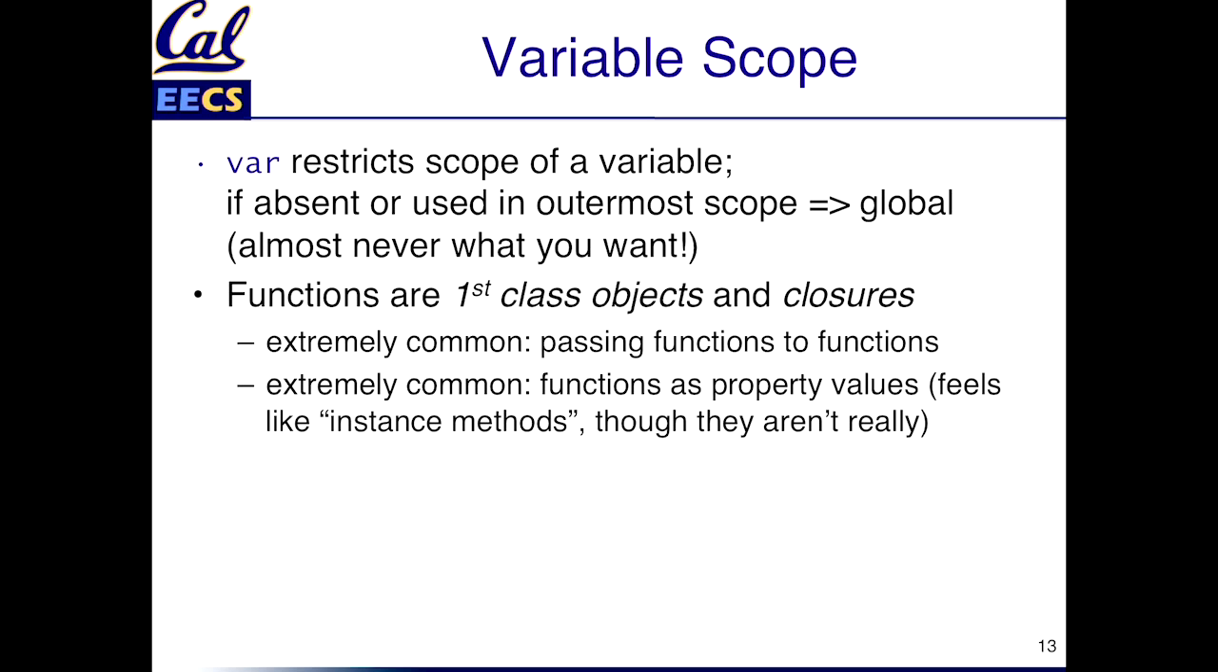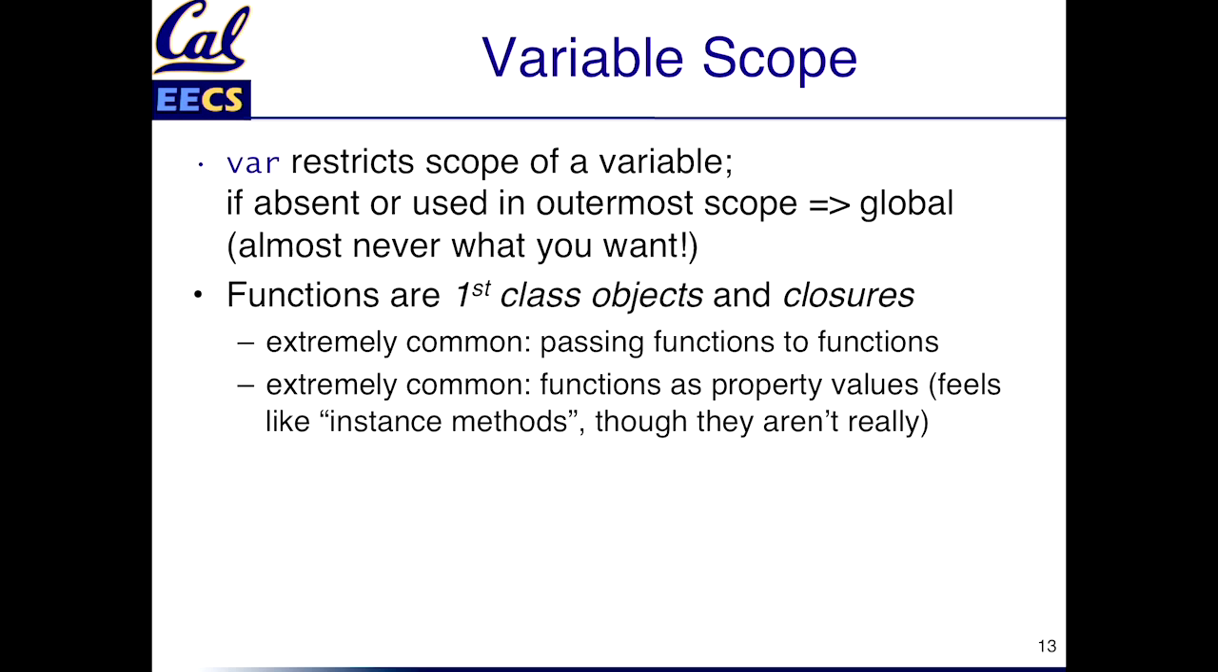Functions are first-class objects in JavaScript. This is really important for a couple of reasons, and they'll become obvious, especially when we talk about AJAX. But first-class object means you can pass a function around. You can return a function as a value. You can do anything to it that you would do with a simple type, like a string.